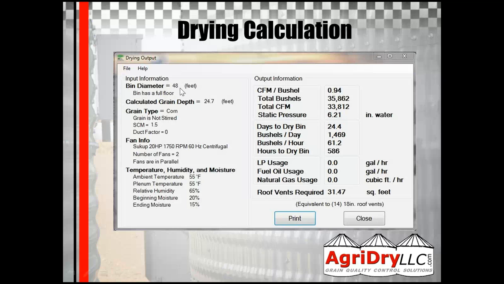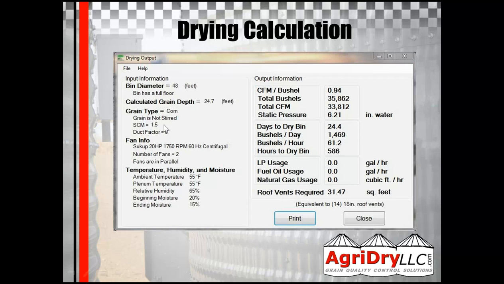So this is a 48-foot diameter bin. Sidewall height of the bin is about 25 feet. It's corn, so you can actually select the grain type. And like I said, it's a calculator. We can help you out. This is what our sales reps or customer service reps can help out with. Your dealers that you can use, a lot of times they'll have the same calculator to be able to help you out with exactly what you're doing.